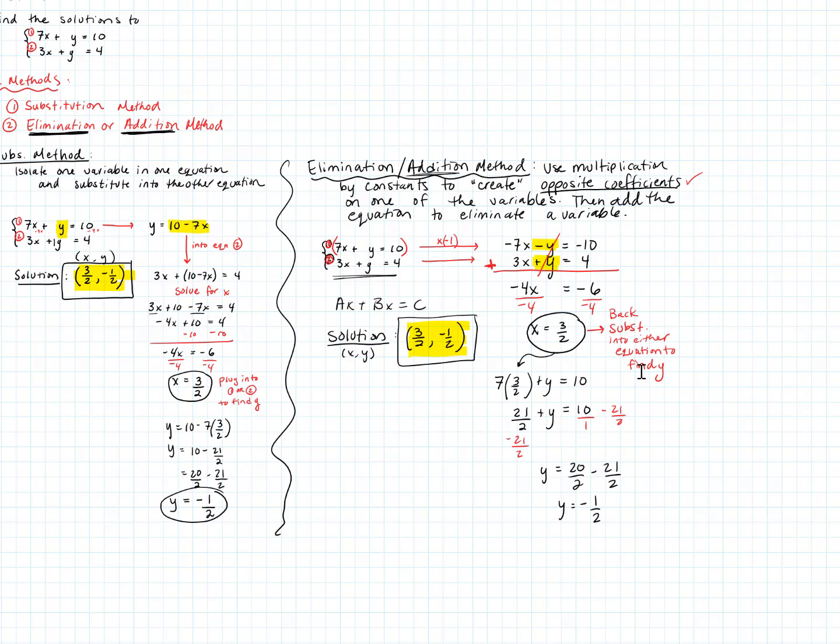But sometimes you come across something where one of your variables is already isolated, your x or your y. In that case, maybe substitution is a little bit faster and easier. It just depends. Sometimes it's not easy to isolate one of the variables, or it gives you lots of fractions to work with. In that case, maybe elimination or addition would be easier than substitution.